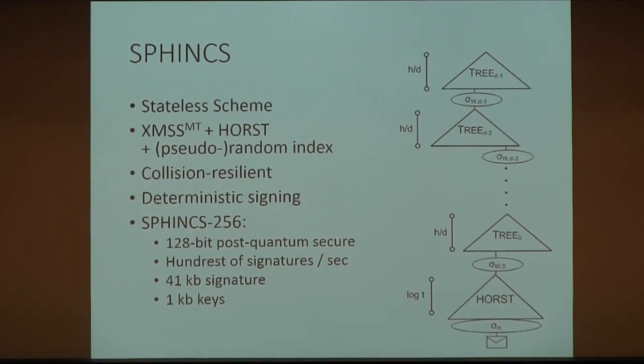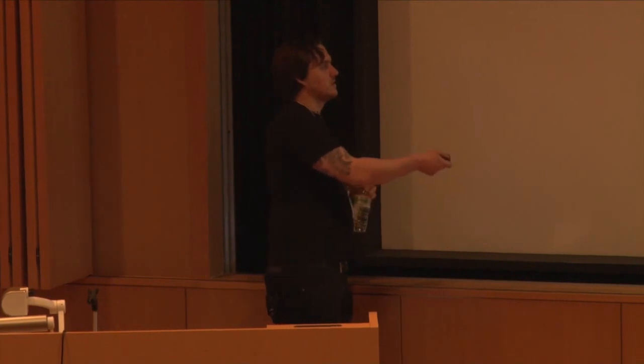So we applied actually all these tricks that we used for XMSS. We de-randomized the whole process, so that way we get a deterministic signing. And for a specific instance, which we call Sphinx 256, which gives us 128 bits post-quantum security, we can do hundreds of signatures per second. However, we pay for the statelessness with the signature size, which is 41 kilobytes. That's not terrible, but also not nice. And our keys are 1 kilobyte keys.